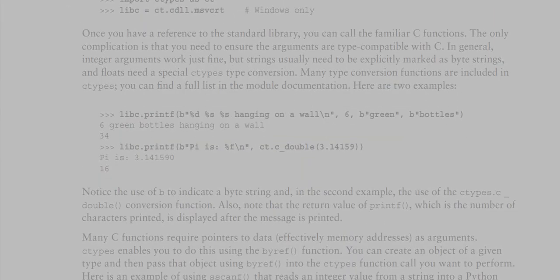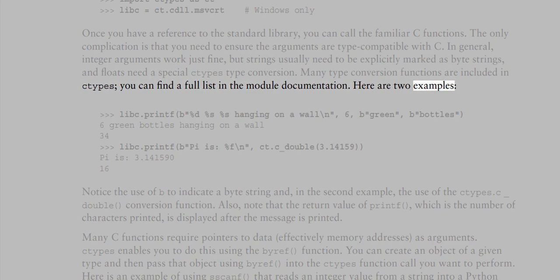import ctypes as ct; lib = ct.cdll.msvcrt  # Windows only. Once you have a reference to the standard library, you can call the familiar C functions. The only implication is that you need to ensure the arguments are type compatible with C. In general, integer arguments work just fine, but strings usually need to be explicitly marked as byte strings, and floats need a special type conversion. Many type conversion functions are included in ctypes. You can find a full list in the module documentation.